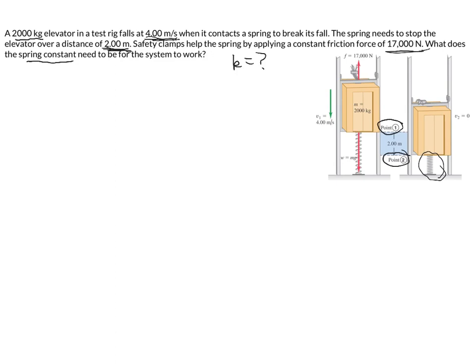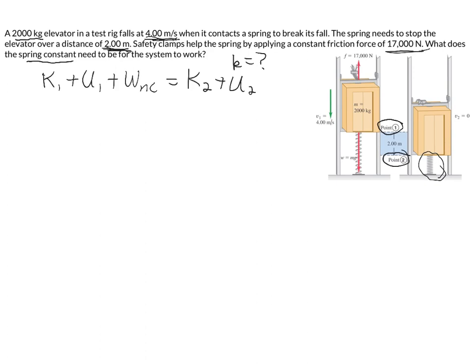Since this is a conservation of energy problem, we must start with our conception of energy. Conservation of energy tells us that whatever kinetic energy we have at point 1, plus whatever potential energy we have at point 1, plus any work done by non-conservative forces will be equal to whatever kinetic energy we have at point 2, plus whatever potential energy we have at point 2. All right? So let's take it step by step, identifying variables as we go.